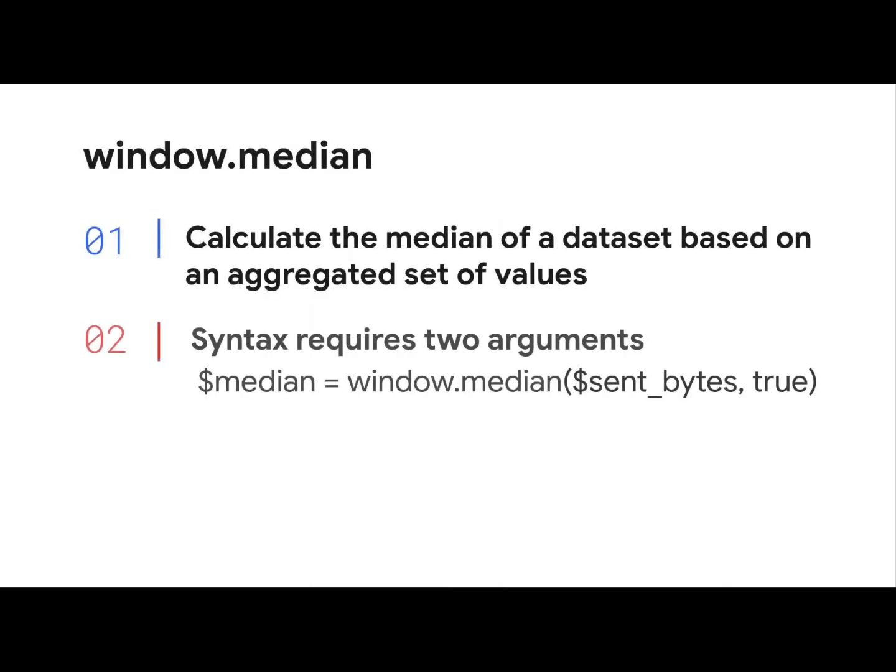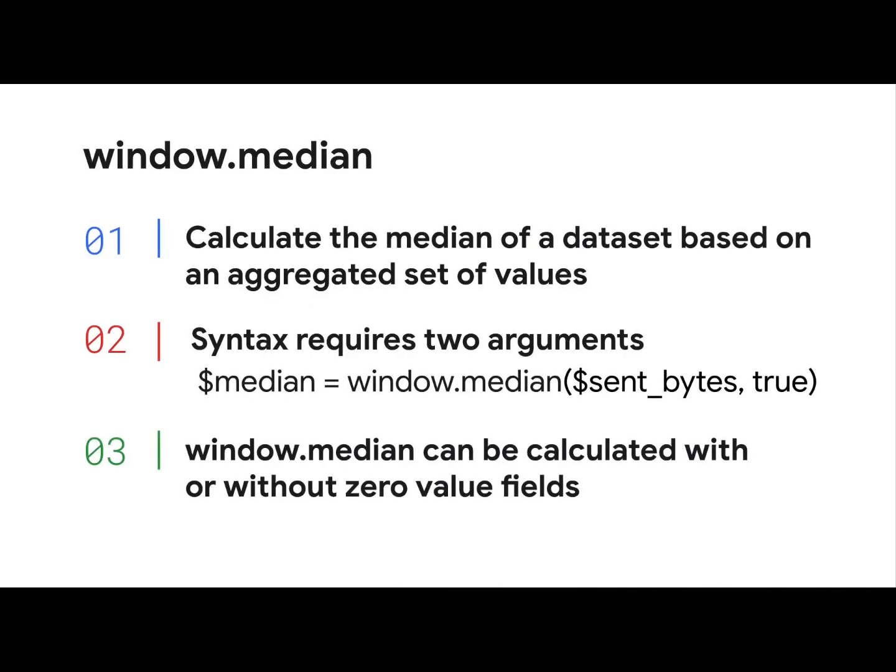The window median function provides another method to generate a statistical measure. The syntax is very straightforward, but it does require 2 arguments: the field or variable that is being calculated, as well as a true or false to denote whether 0 value bytes should be factored into the median calculation. True will ignore 0 values, false will include 0 values. Finally, functions starting with the word window are viewed as aggregation functions, much like max, sum, and count. So additional aggregation functions prepended to it in the outcome section are not needed.